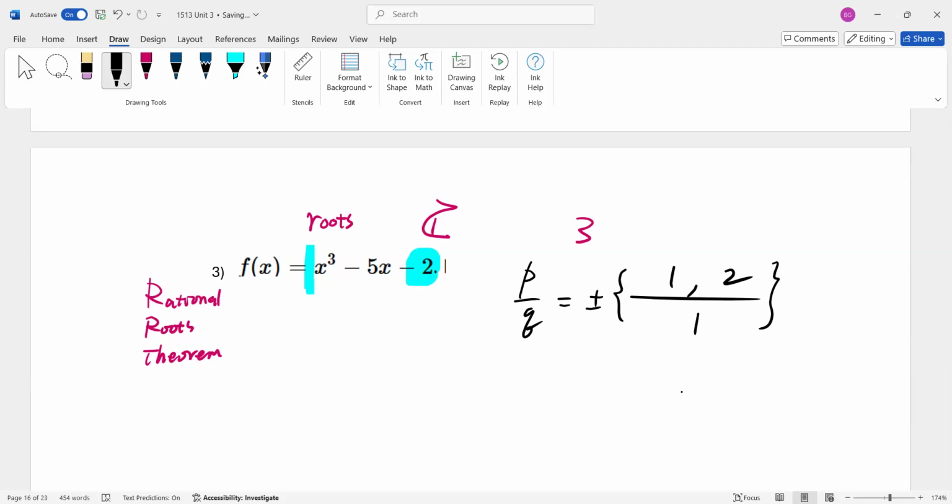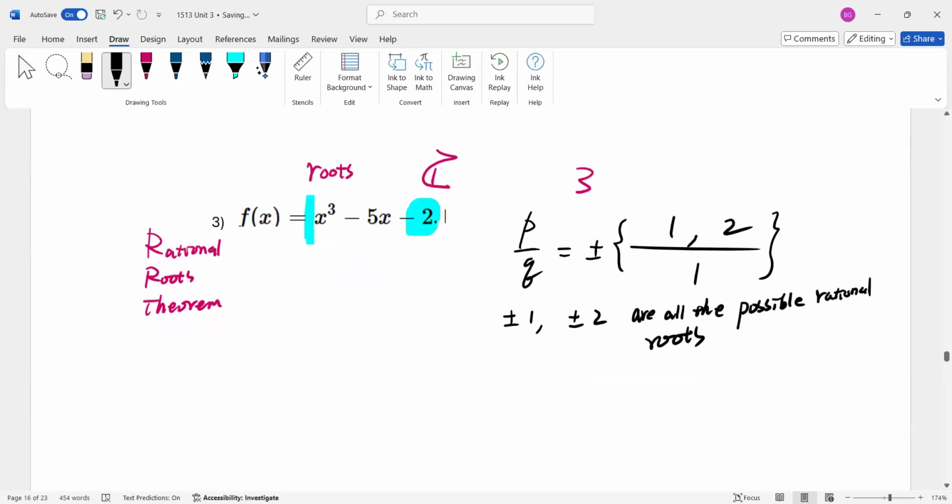It's good, right? We don't have a lot of numbers. The potential rational roots for this polynomial function are plus minus 1, plus minus 2. And that's it. We only have 4 possible rational roots, which is good. Are all the potential or possible roots. Okay, possible rational roots, very important, rational roots, not complex roots, rational roots.